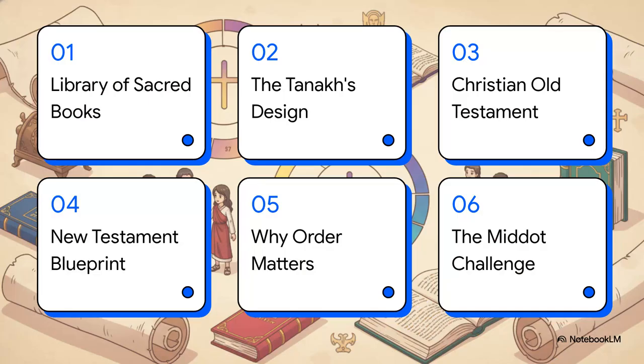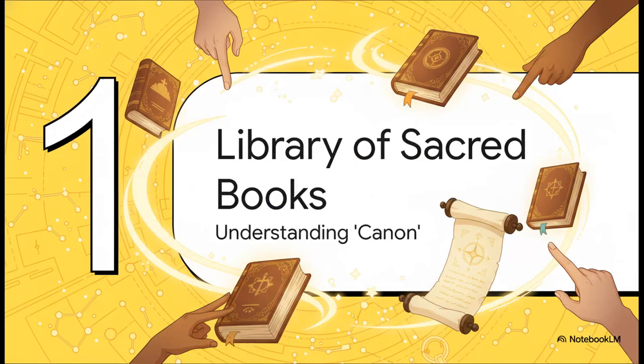All right, so here's our game plan for today. We'll start with what a biblical canon even is, then we'll dive into the structure of the Hebrew Bible, the Tanakh, and see how the Christian Old Testament kind of rearranged the furniture. We'll check out the New Testament's design, and then we'll get to the big question, why does any of this order even matter?